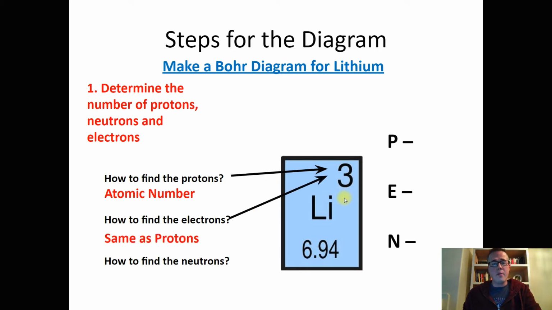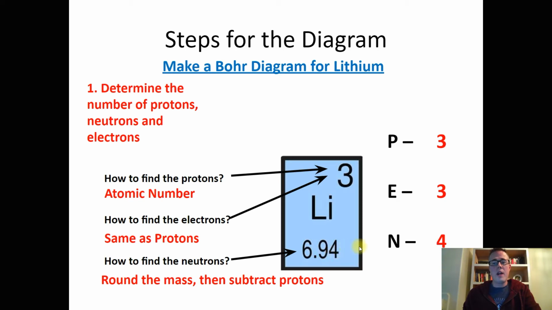For electrons, we're going to be dealing with neutral things for the moment, but that will change soon. So it's going to be the same as the protons, 3 again. And then for neutrons, we have to round the atomic mass and then subtract the number of protons. So for lithium, we're going to have 3, 3, and 4 for protons, electrons, and neutrons.